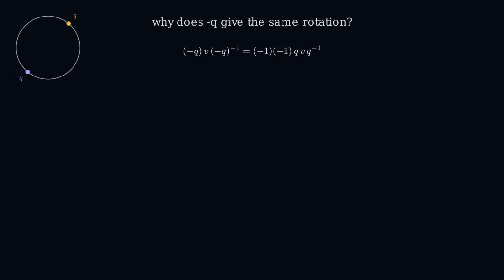So sandwich v between negative q and its inverse. The two minus signs come along for the ride, one from each side. And negative 1 times negative 1 is just 1. The two minus signs cancel exactly. Negative q, v, negative q inverse, equals q, v, q inverse. Algebraically, exactly the same output for any v at all. It also matches the angle picture. The rotation angle in the formula is 2 phi, and 2 times phi plus pi is 2 phi plus 2 pi. The same angle, modulo a full turn.